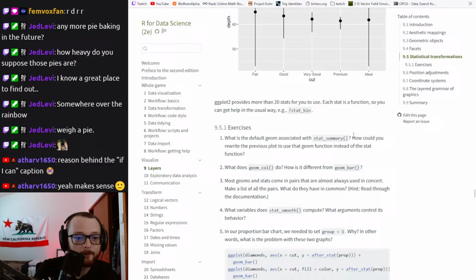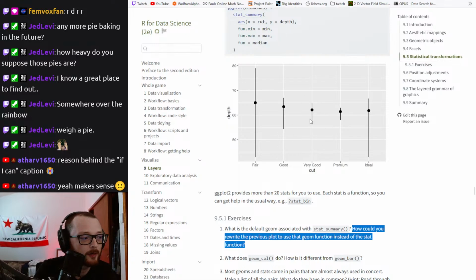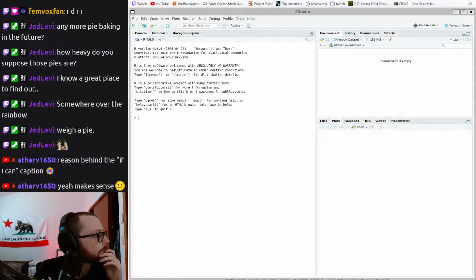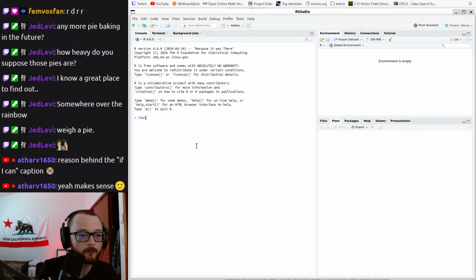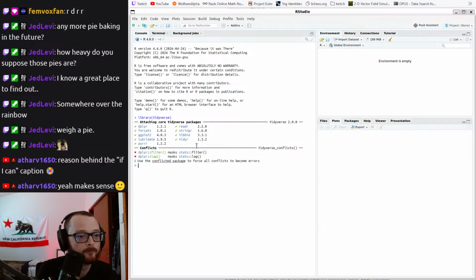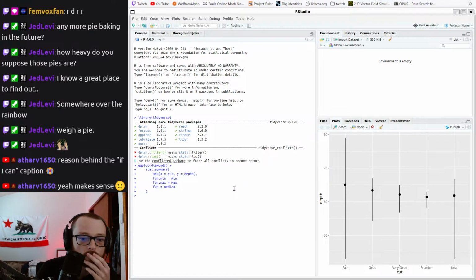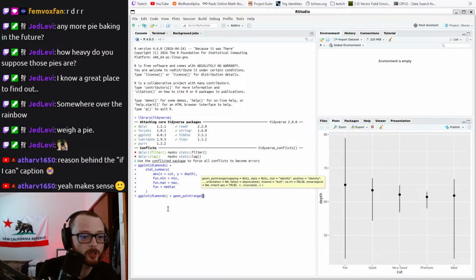But that means there should be a way to use point range to create the same plot as this thing right here. And let's go and actually try to do that again. Wait, that's not the right window. That is. So first we need to get tidyverse in here. And this is the plot that we're given, and we need to rewrite it to use geom point range, allegedly.